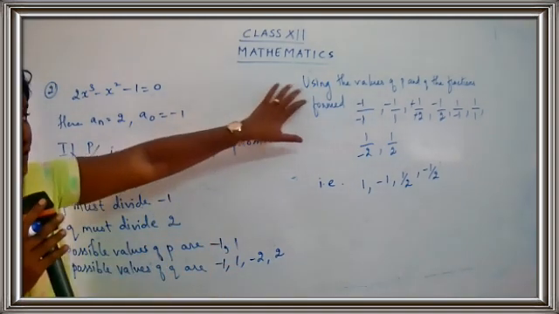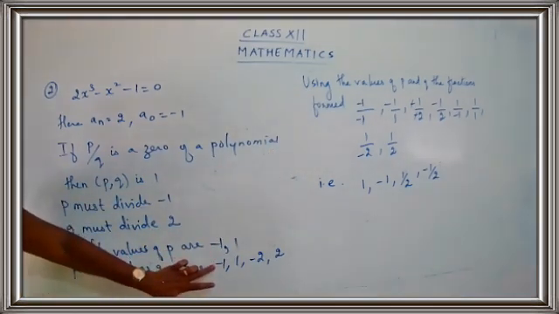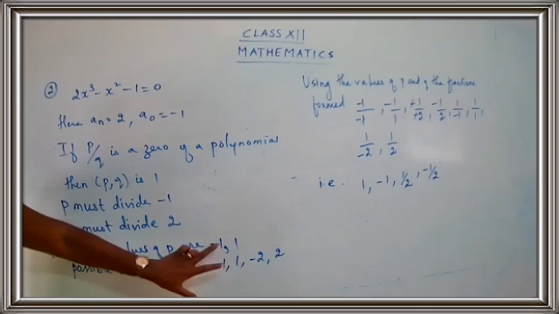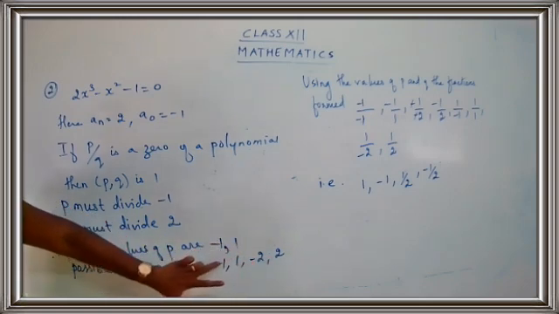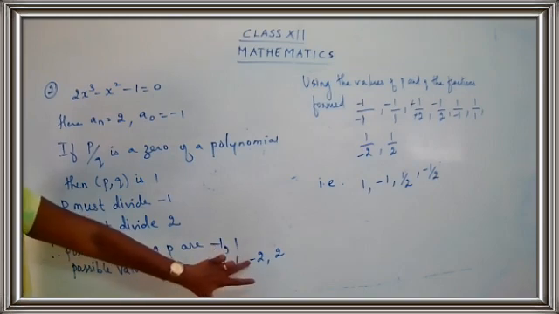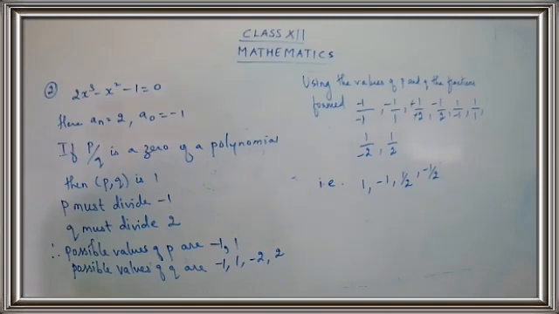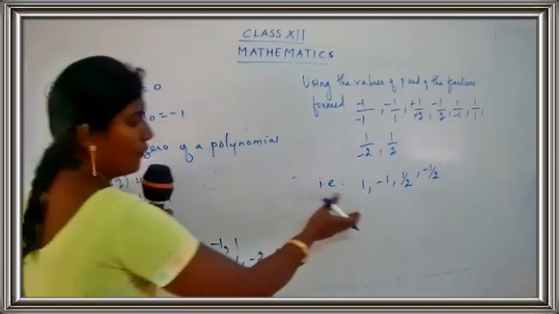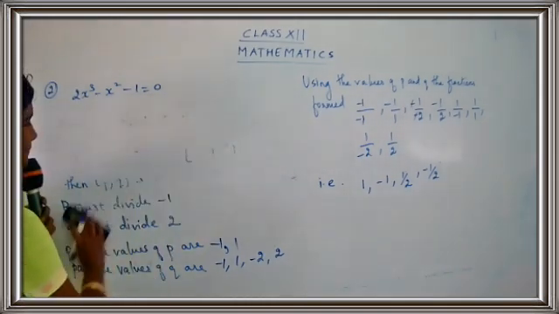So using the values of P and Q, you have to make fractions. Minus 1 upon minus 1, minus 1 upon 1, minus 1 upon minus 2, minus 1 upon 2. Then 1 upon minus 1, 1 upon 1, 1 upon minus 2, 1 upon 2. To get the fractions, simplify them and do not repeat the fractions. So I have just got the 4 values: 1, minus 1, 1 by 2 and minus 1 by 2. Now write down here.